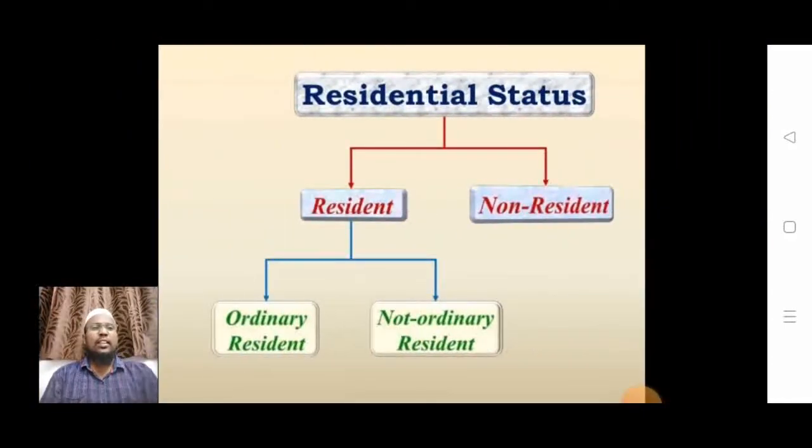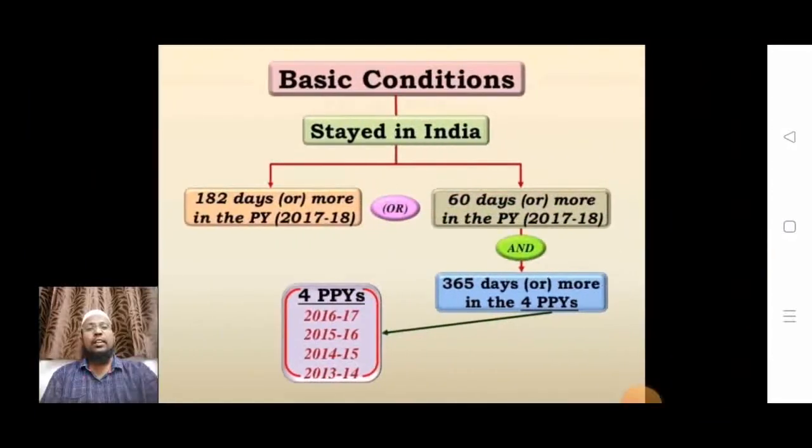Now, let us see: the residential status should be classified into two categories. One is resident, another one is non-resident. Resident should be classified into two types. The first one is ordinary resident, the second one is not ordinary resident. There are 4 important points: 2 basic conditions, and the other 2 are additional conditions.